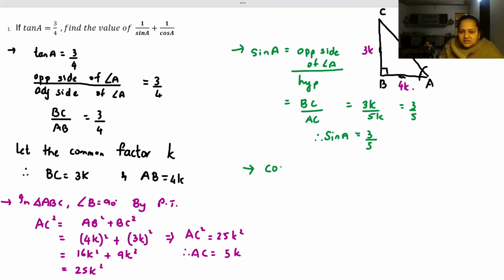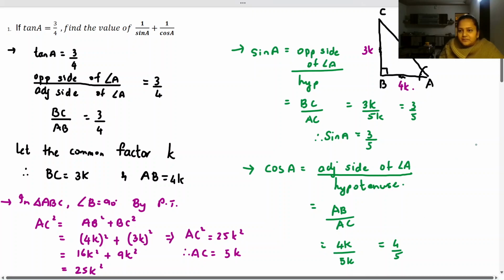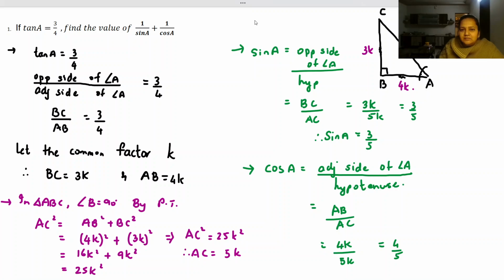Next in the question is cos A. Cos of any angle is the adjacent side of the angle, and here the angle is A, so the adjacent side of angle A upon the hypotenuse. The adjacent side of angle A is AB and the hypotenuse is AC. AB is 4K, AC is 5K, and hence we come to 4 by 5. So we get the value of cos also. Now what's next? We need to find the value of 1 upon sine.